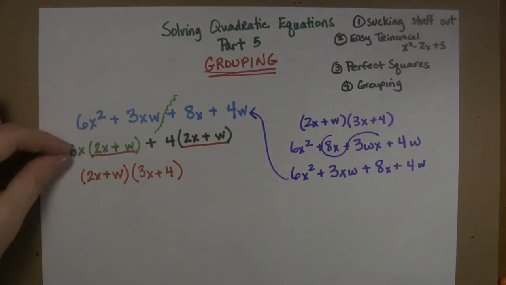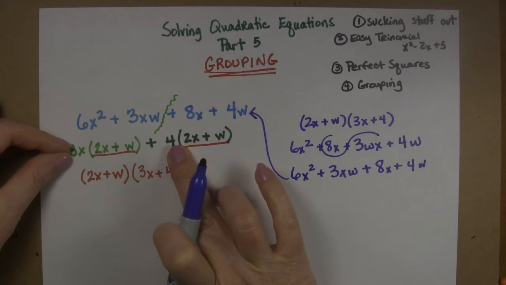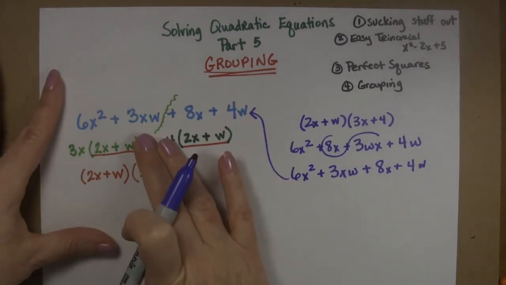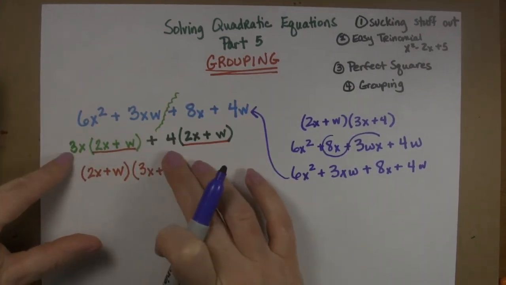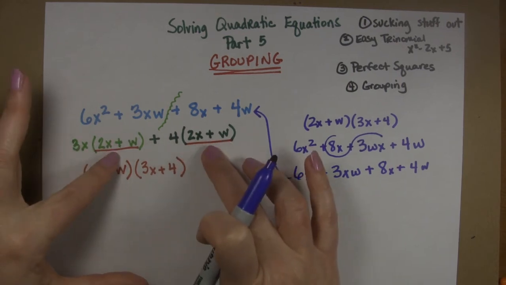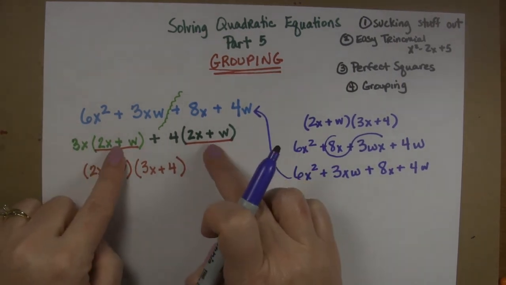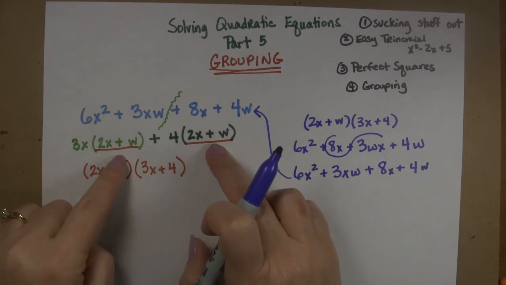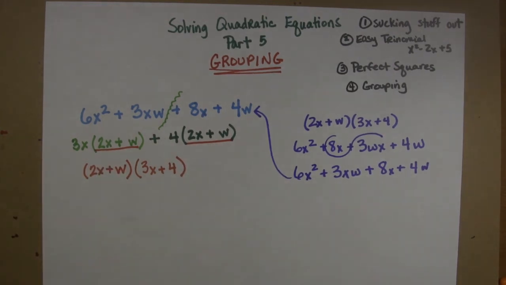So we're going to suck out a number. We're going to cut our equation in half. We're going to suck out a number, and then we're going to suck out the parentheses. The key here is getting your parentheses to equal. If you can't get your parentheses to equal, then you're just wasting your time.